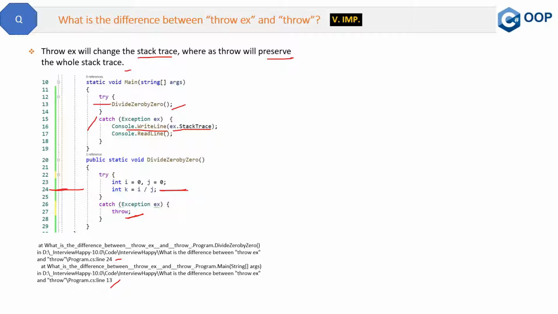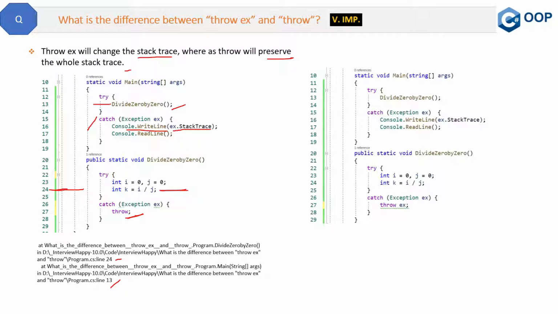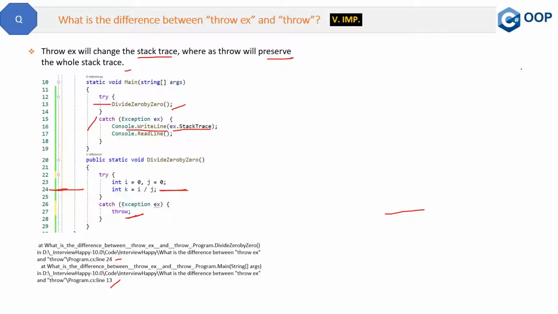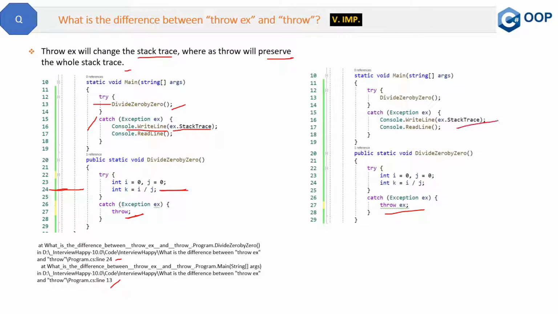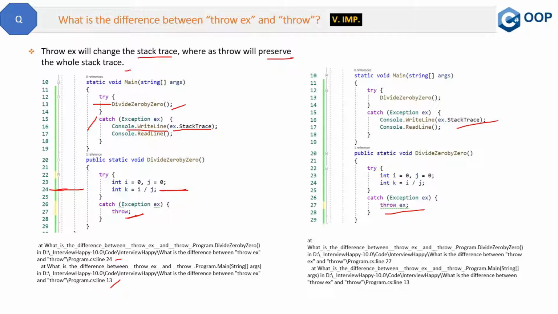Now what will happen in case of throw x? This is the same code, we have just replaced this throw with throw x. Now we will see what the output will be in this case. What will this ex.StackTrace print? It will print this message. If you see, it is showing that the error has occurred at line number 27. The actual position of the error is 24, but this throw x is saying that it is happening at this position, which is not correct.